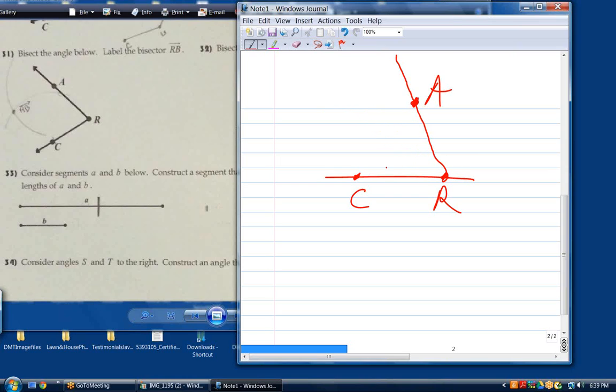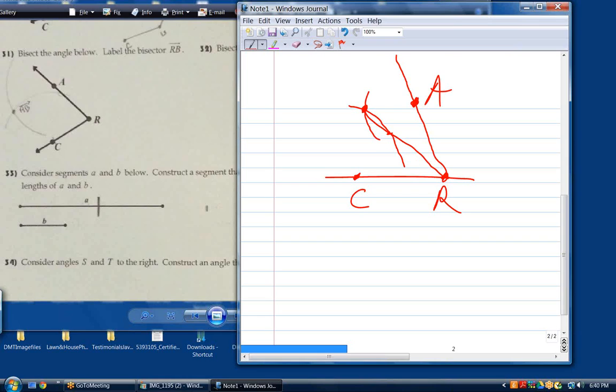The only thing I need is that the distance on my compass is more than half the distance from A to C. Let's assume that I made it less than half. Let's say I made an arc like that, and I made an arc like that. I got no intersection. So without an intersection point, I can't connect it to R. So the critical thing here is to make sure that the distance on your compass is more than half of that. In other words, if it's to there, then my first arc is going to look like that. This arc is going to look like that. That's all I need. Now I connect that with a straight line to R, and I've bisected the angle.